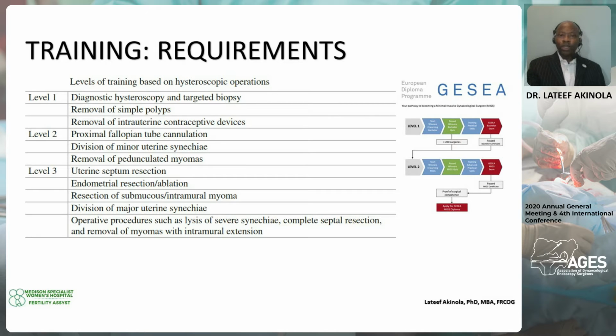Hysteroscopy is not something you do without training, and there are different levels of training. Level 1, 2, 3. Level 3 are the masters that can do all the difficult cases: uterine septum resection, endometrial ablation or resection, submucous fibroid more than 2.5 centimeters, division of major uterine synechiae in Asherman syndrome, and of course, severe and complex cases that need experience.